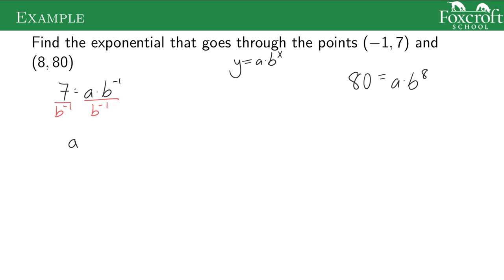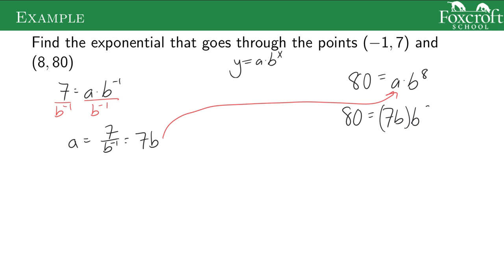I get a is 7 over b to the -1, which you could simplify here or later. So let's just simplify here for the sample. This is going to be the same as 7b. All right, so now what I can do is take this a and plug it in over here. So we get 80 equals 7b times b to the 8th. 80 is going to be 7b to the 9th.